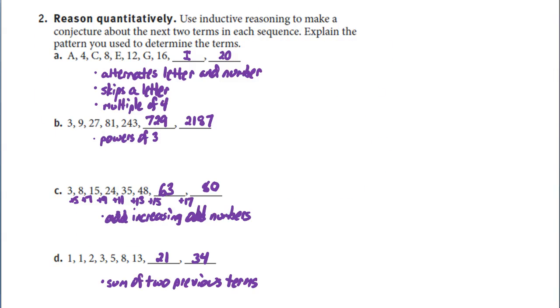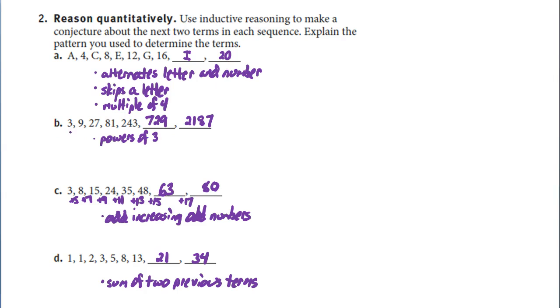That's our conjecture. Question 2, reason quantitatively. Use inductive reasoning, that's where you use observations to find patterns, to make a conjecture about the next 2 terms in each sequence. Explain the pattern you use to determine the terms. A, 4, C, 8, E, 12, G, 16. It looks like it's alternating letters and numbers, but in the case of letters, it's skipping a letter. So if we skip H, that takes us to I. In the case of numbers, 4, 8, 12, 16, those are multiples of 4. That's going to be 20.